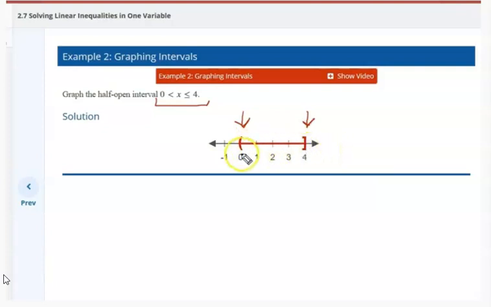Now, writing this in interval notation actually comes right from the graph. You're going to put a parenthesis here, a 0, and then a 4. But at the 4, you're going to use a bracket. So this is where we're moving to.